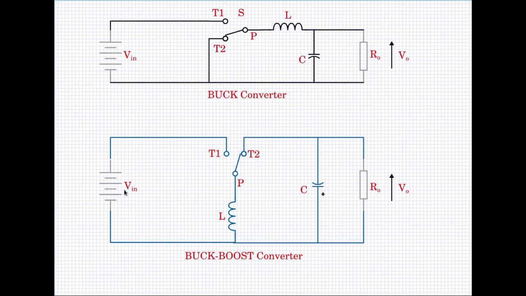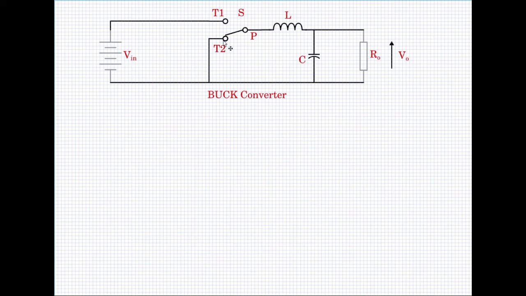So in the case of the buck boost converter, the output will be inverted. If the input is positive, the output will be negative. If the input is negative, the output will be positive. So this is how the buck boost converter operates. The input-output relationship of the buck boost converter is also obtained in the same manner using the volt-second balance across the inductor. Shortly we will also look into how to obtain the input-output relationship of the buck boost converter.